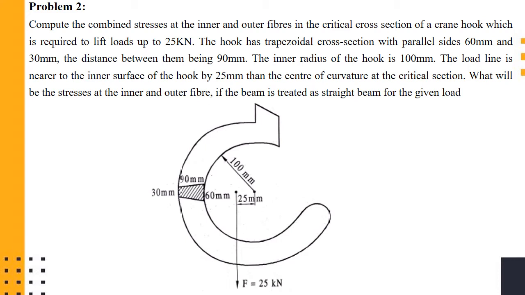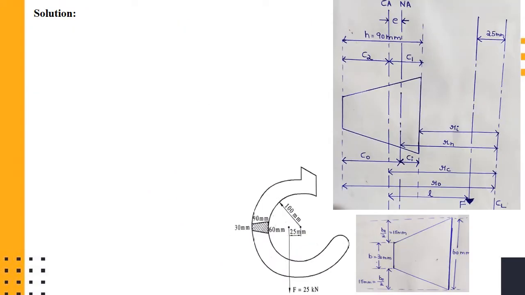Whereas in curved beams, the centroidal axis will pass through the centroid, whereas the neutral axis will shift away from the centroidal axis towards the inner fiber. That is the difference between curved and straight beams. So we'll go through the solution. So we'll come to the solution of this.